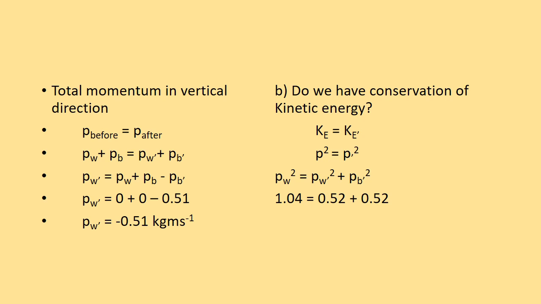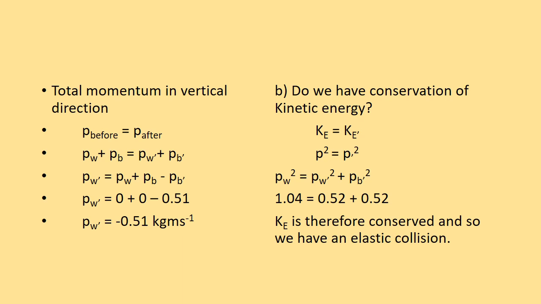Okay, so doing this Pythagorean equation, I've got 1.04 for the momentum of the white ball before the collision squared, is equal to 0.52 plus 0.52. That's the momentum of both balls after the collision squared. And you can see 1.04 does indeed equal 0.52 times 2. So therefore kinetic energy is conserved, so we have an elastic collision.